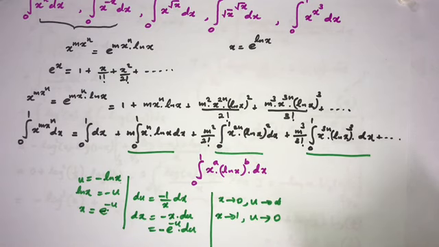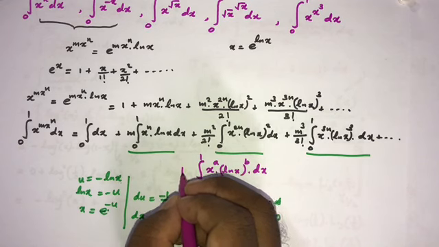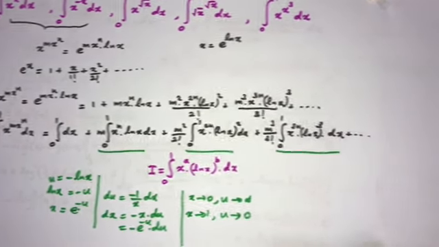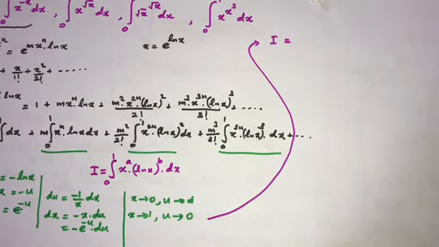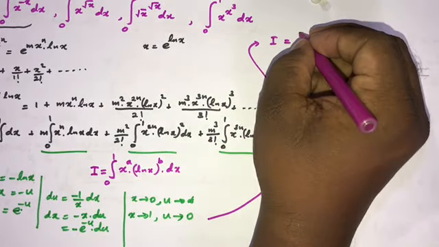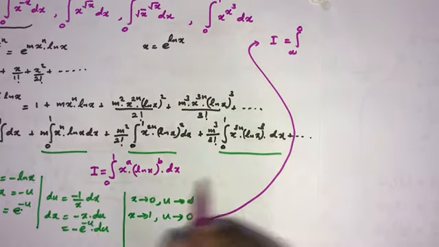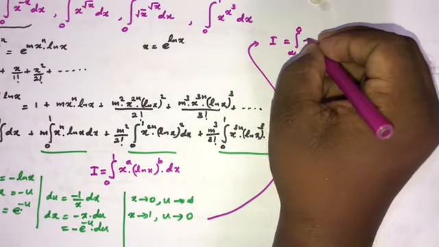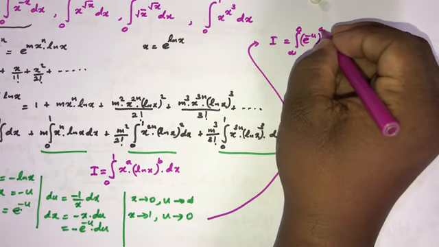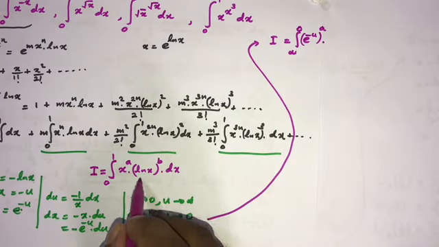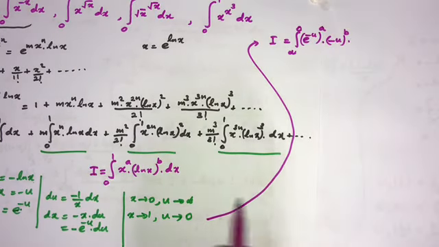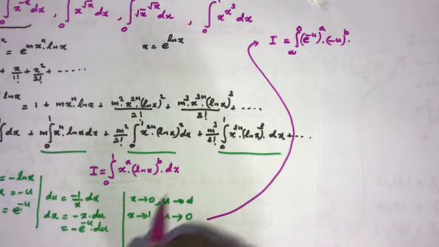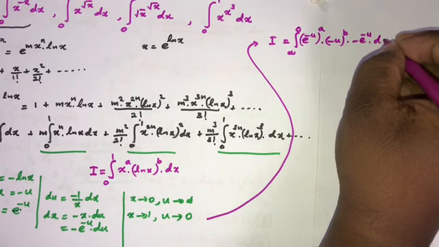Then we can write this integral, calling it I. I is equal to the integral with limits now from infinity to 0, where x is e to the minus u, so e to the minus u raised to the a, times natural log of x, which is minus u, to the b, times dx, where dx is equal to minus e to the minus u du.